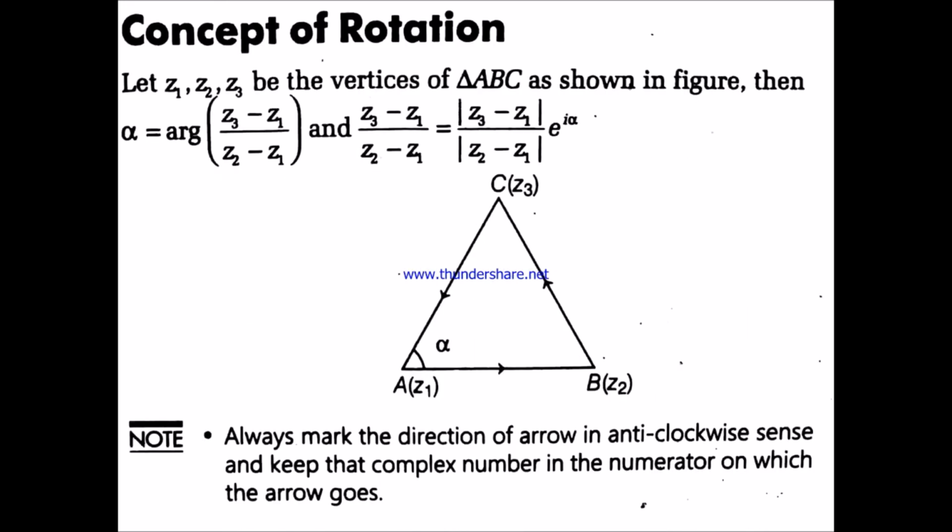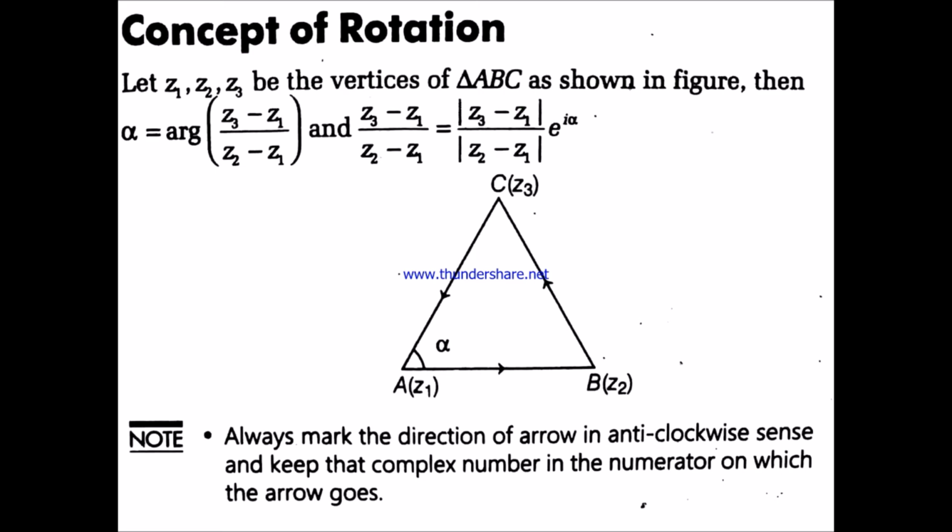Okay. Now if we consider this alpha, it is nothing but the difference between the argument of the vector z3 z1 and the vector z2 z1. Hence we do this, and from this we can find alpha in this way. That is the argument of z3 minus z1 by z2 minus z1. And z3 minus z1 by z2 minus z1 is equal to the modulus of this into e to the power I alpha, where alpha we have said is the angle of the rotation.